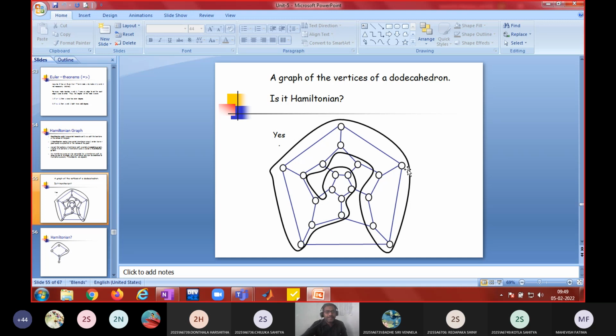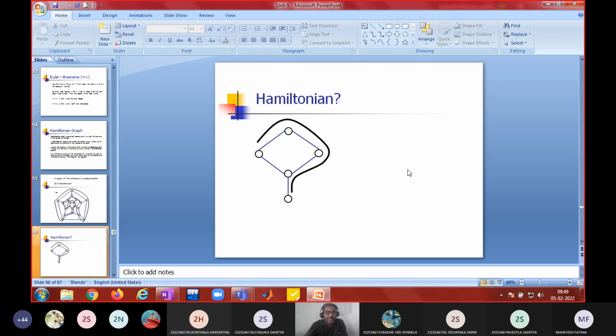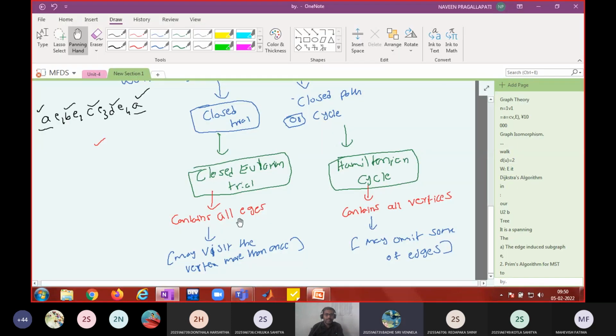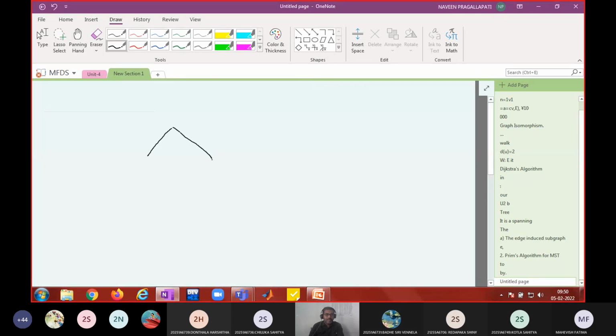Is it clear? Is this Hamiltonian? Yes, sir. All edges are included. Tell me, Hamiltonian means it should have a Hamiltonian cycle. Let us say U1, U2, U3, U4, U5. Tell me, you start with some vertex and come back to the same vertex by visiting each vertex one and only one time. Tell me which one that is.